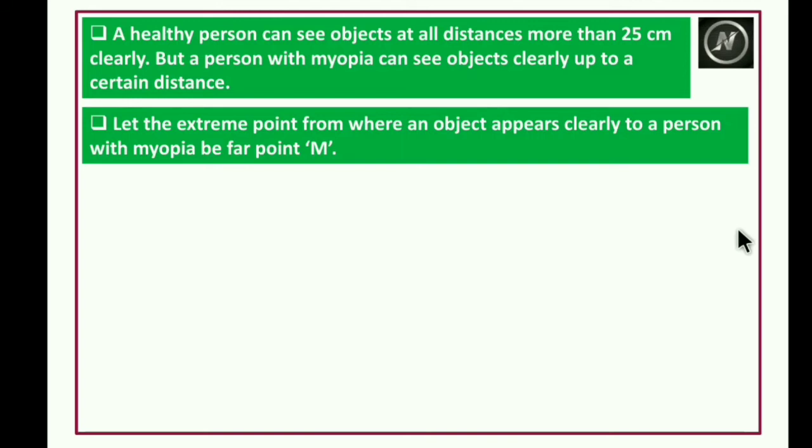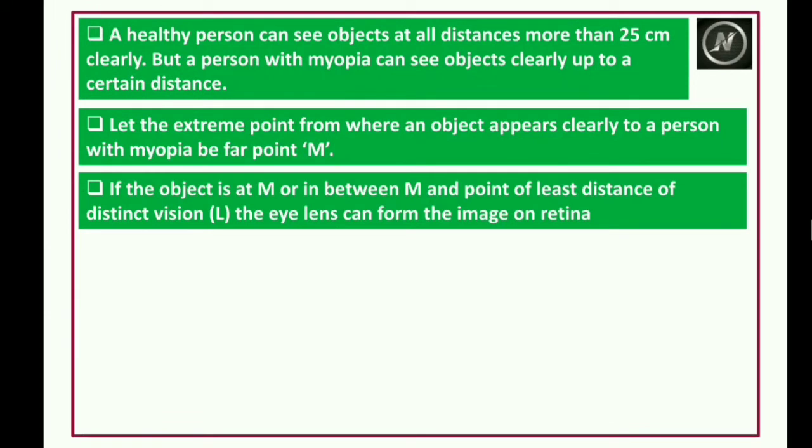Actually the far point, for a healthy person, is infinity. But for the person who is suffering with myopia, the far point means the extreme point from where an object appears clearly, and we represent that far point with M. If the object is at M, or in between M and the point of least distance of distinct vision L, the eye lens can form the image on the retina. That's why he is able to see the object clearly.